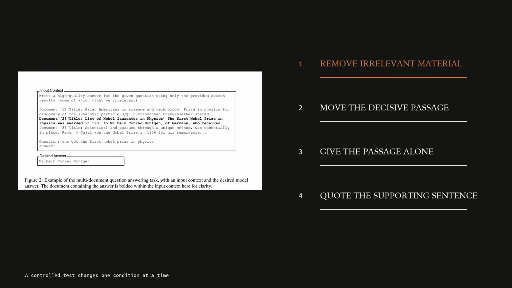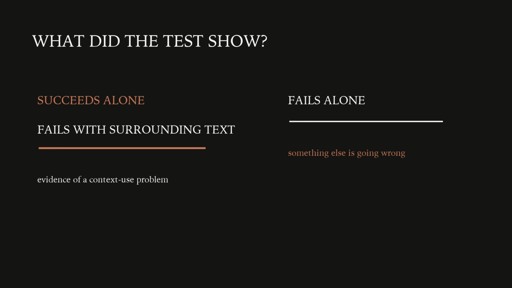You can test whether that happened. First, remove the irrelevant material and ask again. Then move the decisive passage to the beginning or end. Give the model that passage on its own. Finally, ask it to quote the exact sentence supporting its answer. If it succeeds with the passage alone, but fails when the surrounding material returns, you have evidence of a context use problem. If it fails even with the passage alone, then we haven't shown context rot. Something else is going wrong.